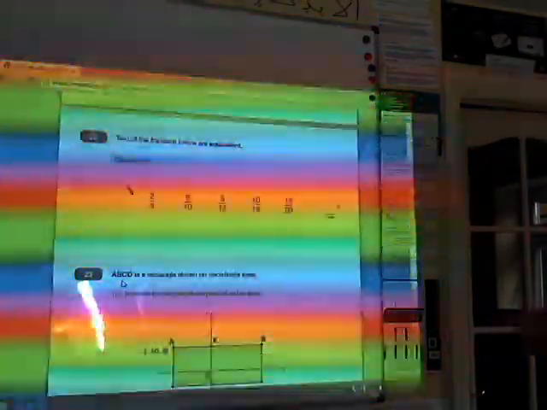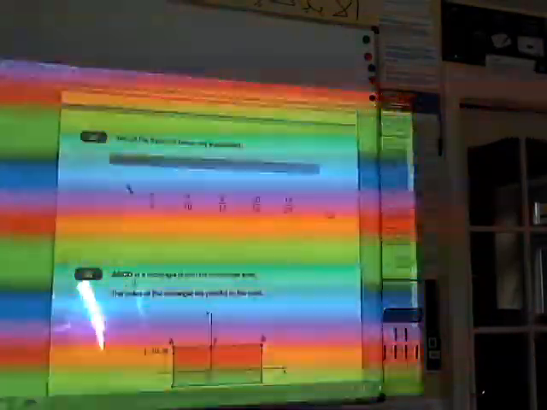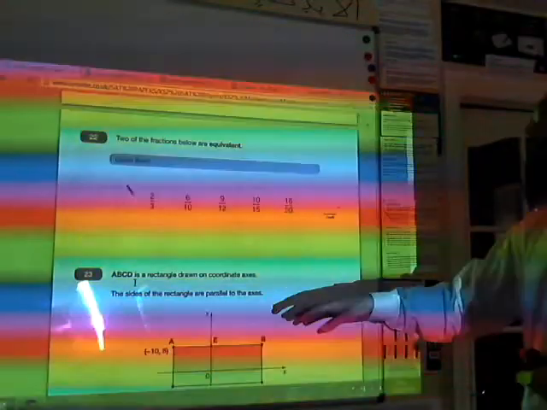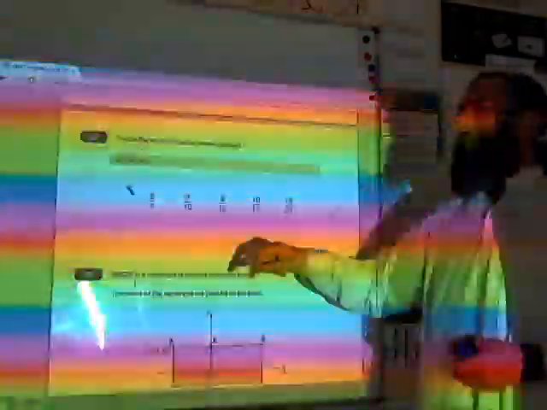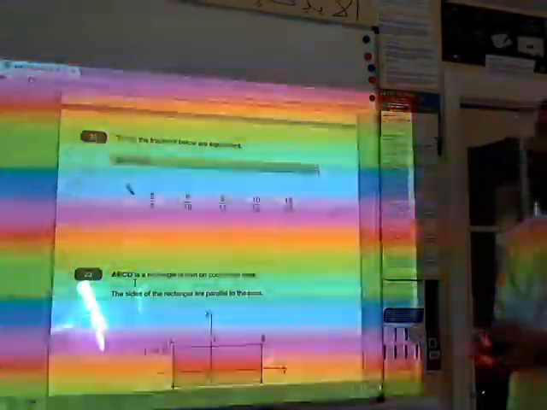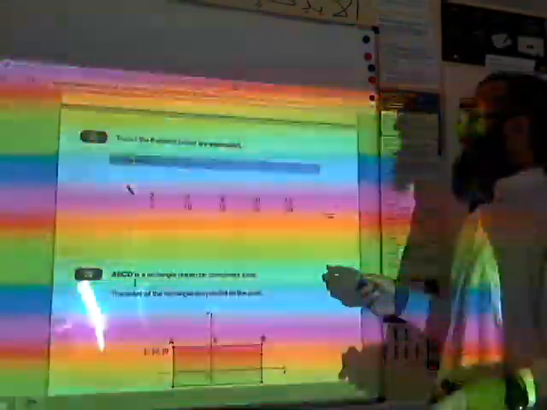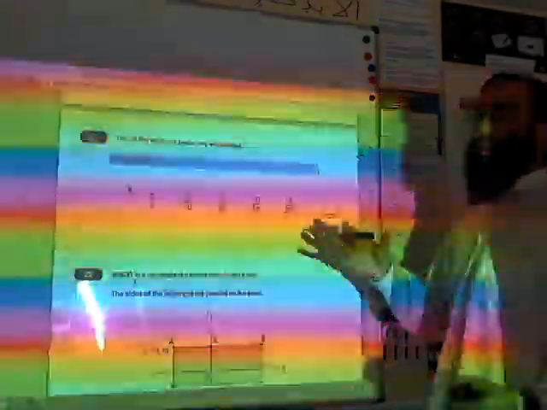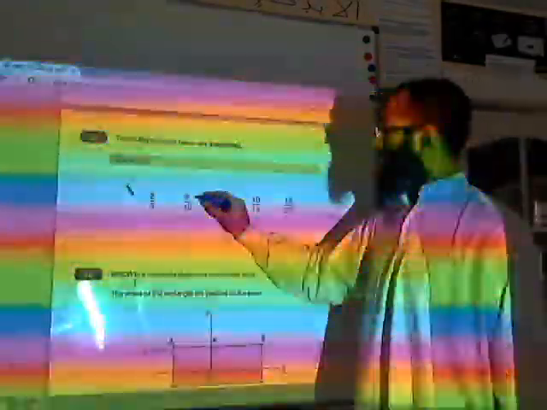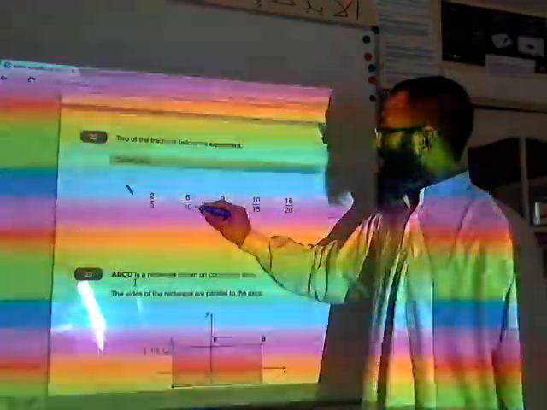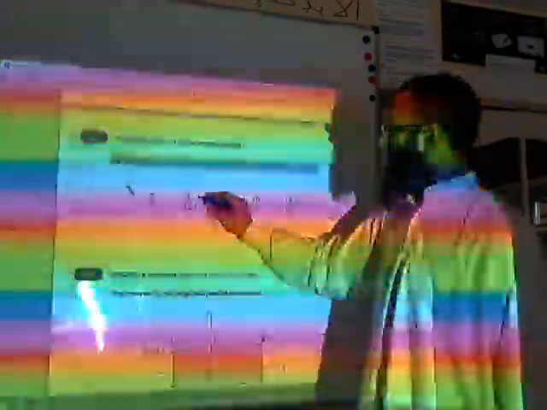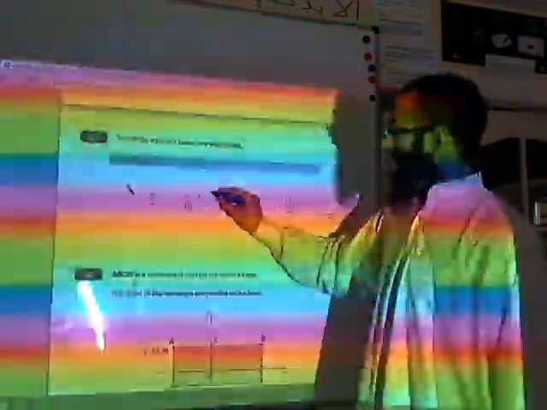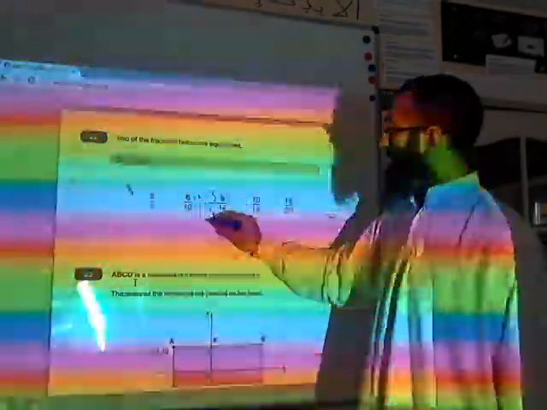Two of the fractions below are equivalent. Okay, so we've got 3/5, 9/12, 10/15, 16/20. All the denominators are different. What should we do first to try to make things a bit simpler? We should cancel them down and see what they cancel down to. So what do 6 and 10 divide by? Highest common factor? 2. So 6/10 is the same as 3/5.